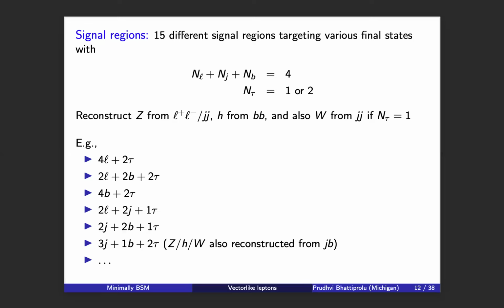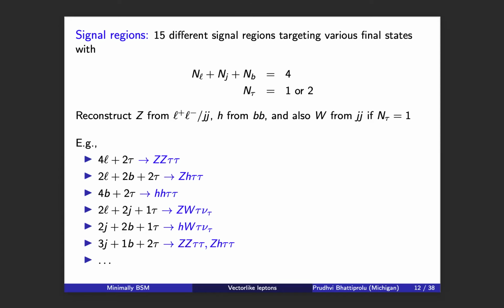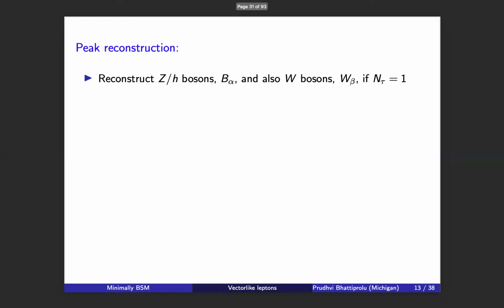We reconstruct Z from leptons and jets, Higgs from b b-bar, and W from jets in the final state, in the signal regions with exactly 1 tau. So, for example, these are some of the signal regions that we consider, and each of these signal regions targets different final states. For example, 4 lepton 2 tau targets the ZZ tau tau, or 4b 2 tau targets the Higgs Higgs tau tau final state, and so on.